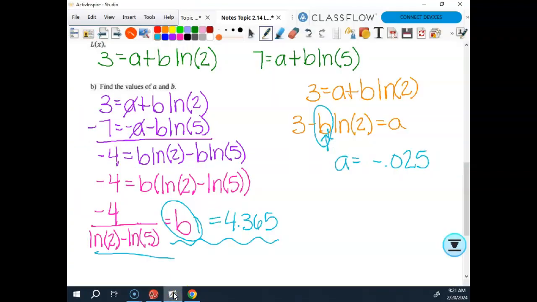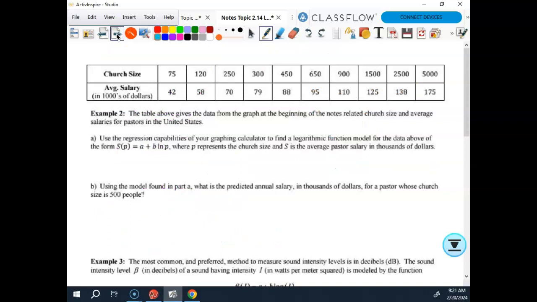Let's flip this over. Now this one says, the table above gives the data from the graph at the beginning of the notes related to church size and average salaries for pastors in the United States. Use the regression capabilities of your graphing calculator. Okay? So we're going to use our regression capabilities. Usually, what I've seen anyway, if they just give you 2 like what was on the front, it lends itself more towards a non-calculator question, where this lends itself more towards a calculator question. That's why I had you solve the other one that way. But we're going to put this mess in the calculator.